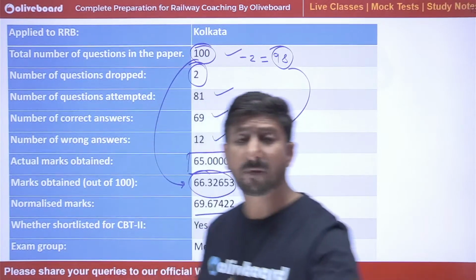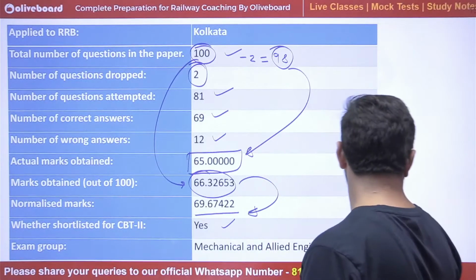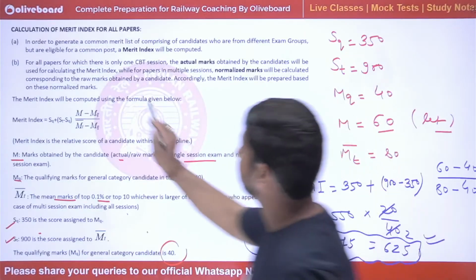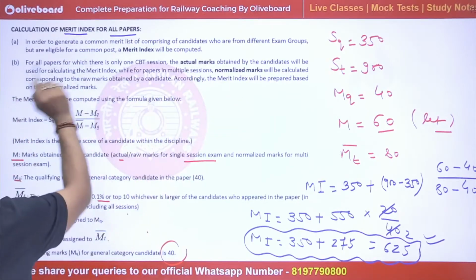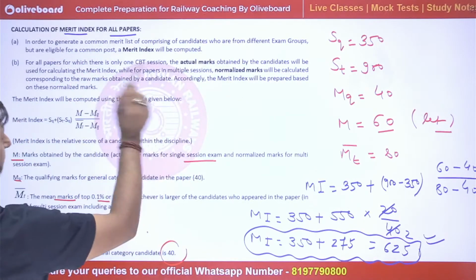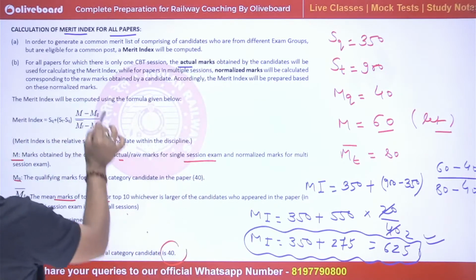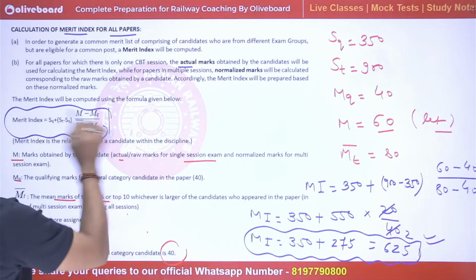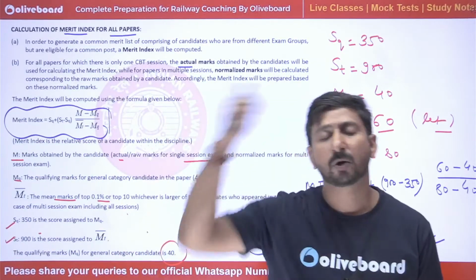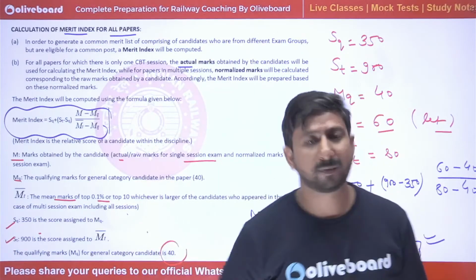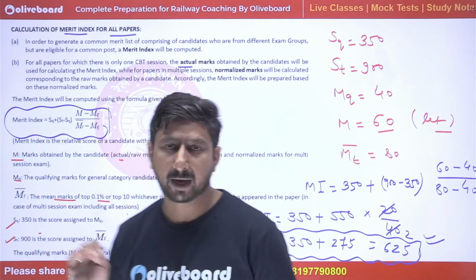Now CBT2 marks will be calculated on the merit index. I have already mentioned that the calculation of the merit index for all the papers is clearly mentioned, that CBT2 marks will be calculated on the basis of merit index, and those students who clear this merit index will be called for document verification and for the further process. I hope you got the point.